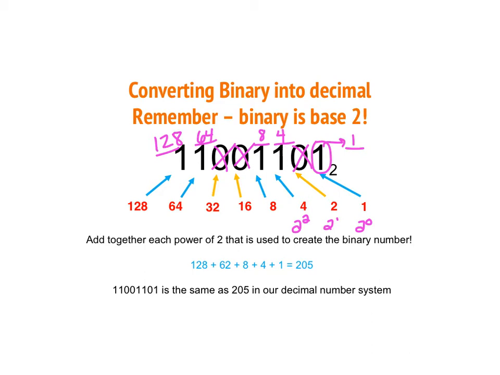And we can essentially add together the powers of 2 that were used to create that binary number. So if we add together 128 plus 64 plus 8 plus 4 plus 1, we end up with the total number of 205. So that number 11001101, if we break down the powers of 2 that make up that particular binary number and add them together, we end up with a decimal number of 205. So believe it or not, these two representations represent the same number, just in different number systems.